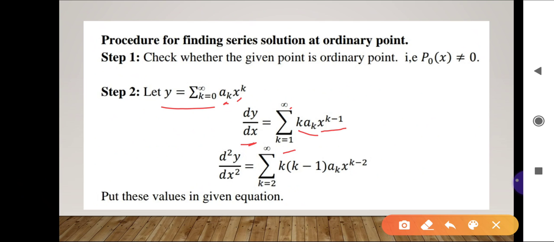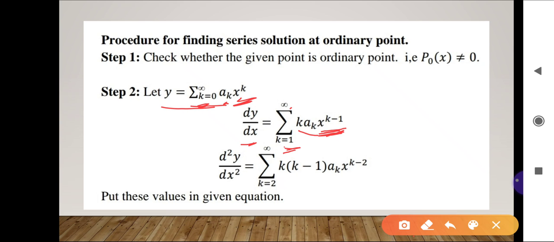In the original term in y, k varies from 0 to infinity, so that in the power series, the power of x is always greater than or equal to 0. We are starting from k equals 0, so here the power of x is 0, then the power of x is 1, the power of x is 2, like that. Now to maintain the same thing here, the power of x is always greater than or equal to 0, so we have to start k from 1 to infinity. So when k equals 1, the power of x is x raised to 1 minus 1, that is 0. When k equals 2, the power of x is 1, like that.